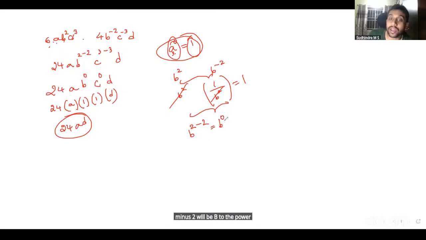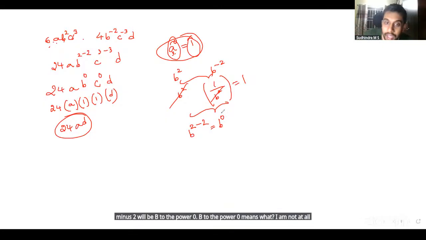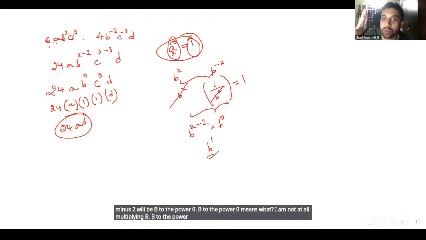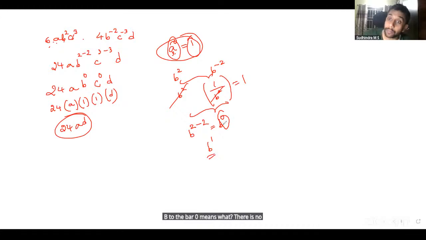B to the power 0 means what? I am not at all multiplying b. B to the power 1 means what? B is there one time. B to the power 0 means there is no b at all. If there is no b, there will be 1. So 1 into b. Correct? So 24 AD is the answer.